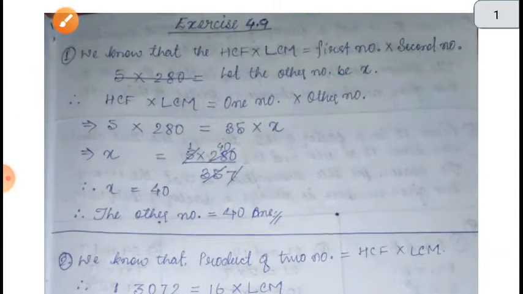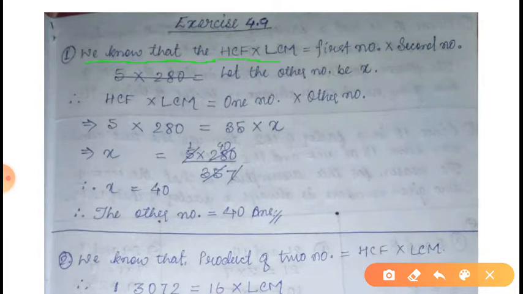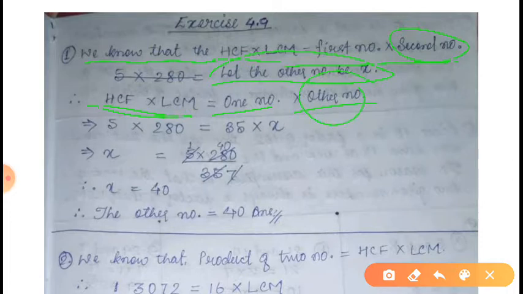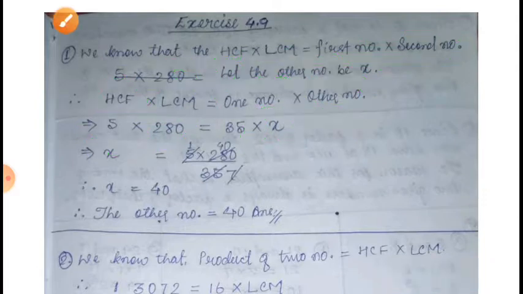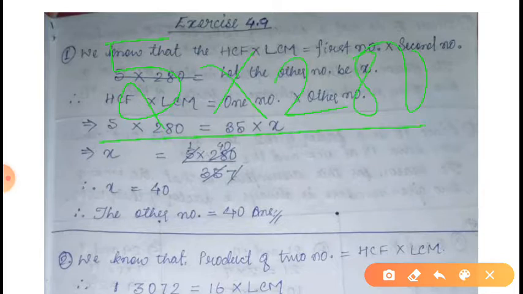So here you can see, we know that HCF into LCM is equal to first number into second number, or you can also write one number into other number. We have taken the other number as X. According to the formula, HCF into LCM is equal to one number into other number. HCF was 5 and LCM was 280, one number was 35, and the other number we have taken as X. So when we solve this, it becomes 5 into 280 divided by 35.